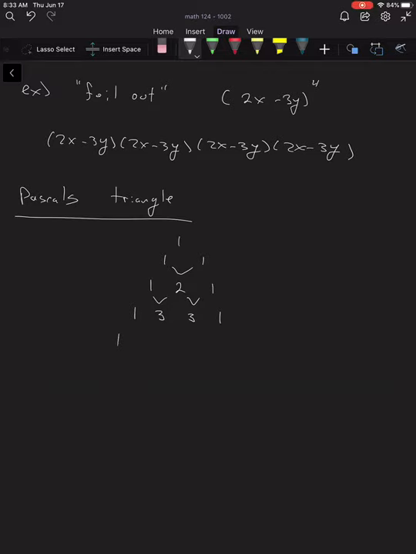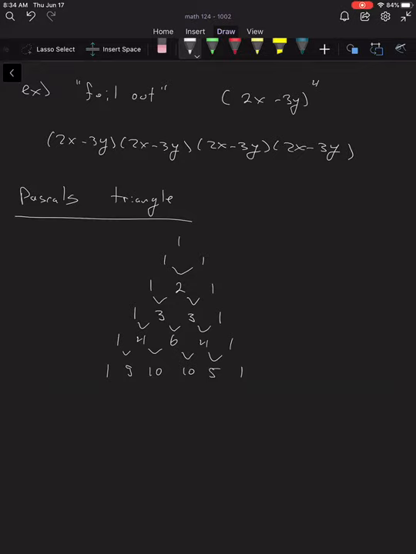1 on the outside. 1 plus 3 is 4. 3 plus 3 is 6. 3 plus 1 is 4. Then a 1 on the outside. And then, 1 plus 4 is 5. 4 plus 6 is 10. 6 plus 4 is 10. 4 plus 1 is 5. And then a 1 on the outside.